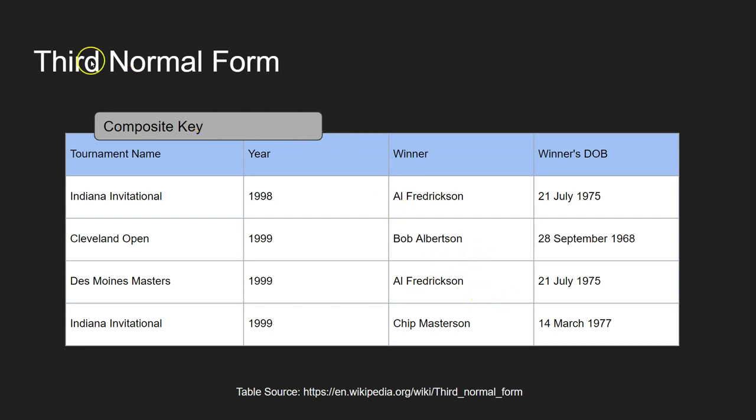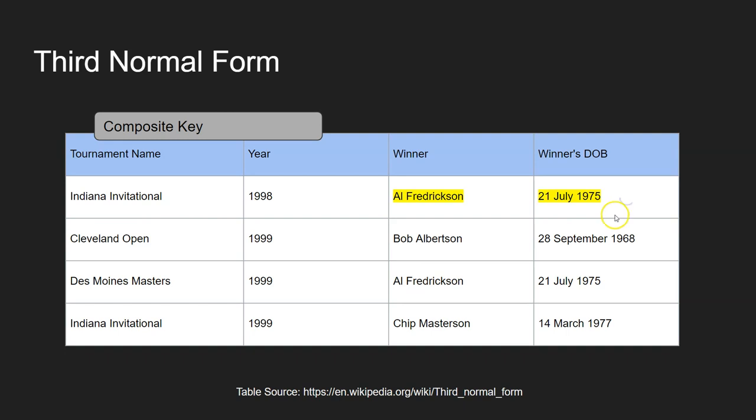Here we go. So here we've got a list of tournaments that I've pulled from Wikipedia. There's the tournament name, the year the tournament was in, and then we've got the winner of the tournament and the winner's date of birth. So this works well. It all fits through to first and second normal form, but there is a problem with this table, and the problem is that you can determine one of these keys by looking at another one of those keys. Can you see which one it is?